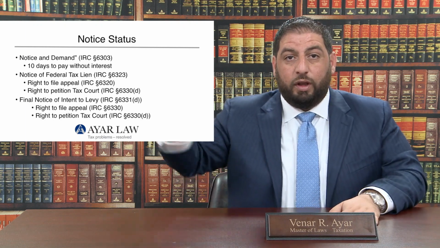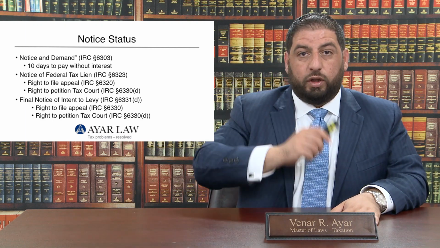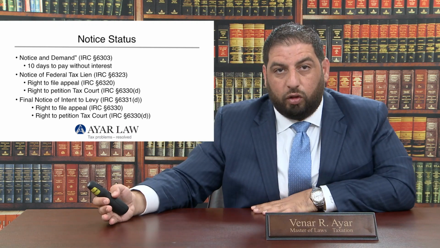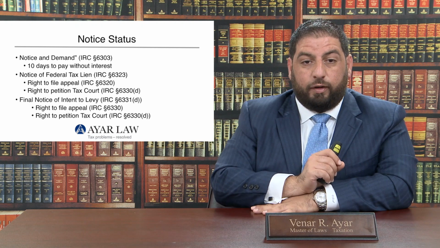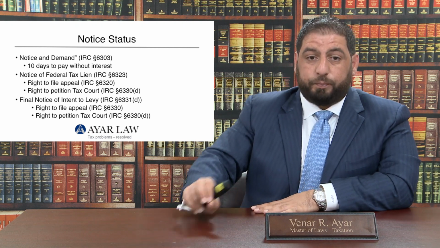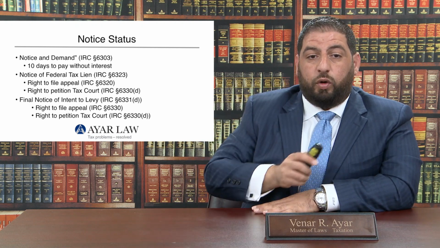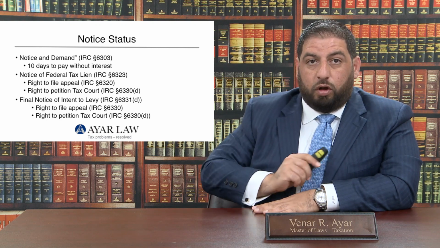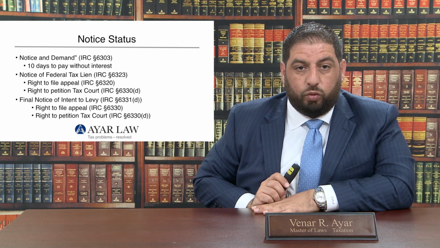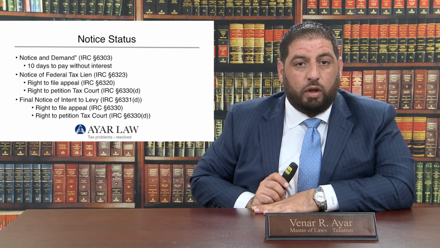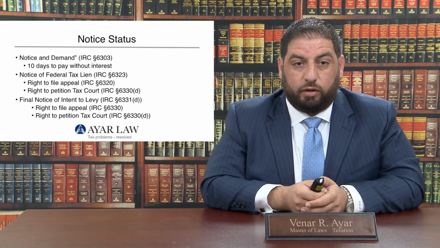They send you a bill. 10 days later, you could have a lien filed, although it usually takes a lot longer than that. The thing about a lien filing is it also gives you a right to file a collection due process appeal, and it also gives you a right to petition the tax court. We're going to talk more about CDP appeals later when we talk about appeals. They're one of my favorite tools in dealing with the IRS, so we'll definitely get back to them.